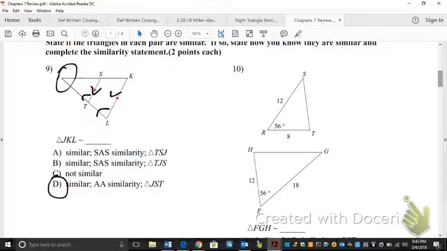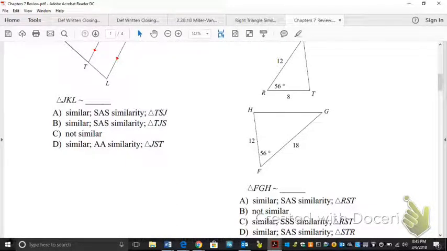Okay, 10's tricky, because, okay, so let's look at this. Look at our answers. We have either side angle side similarity, not similar, or side side side similarity. Now we know it can't be side side side similarity. It can't be not, well, it can be not similar. But what we're really going to look at is side angle side because we have that angle. So now we need to figure out, let's look at this. It says RST and STR.